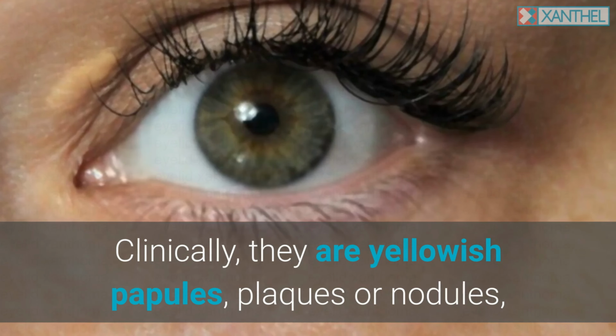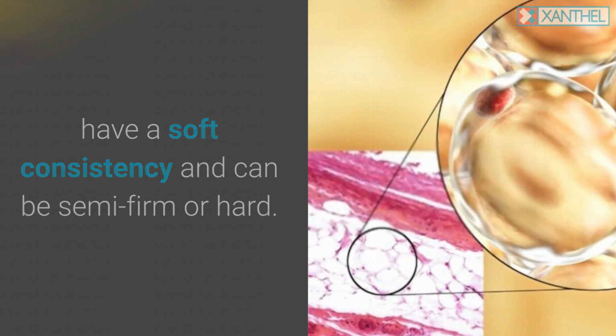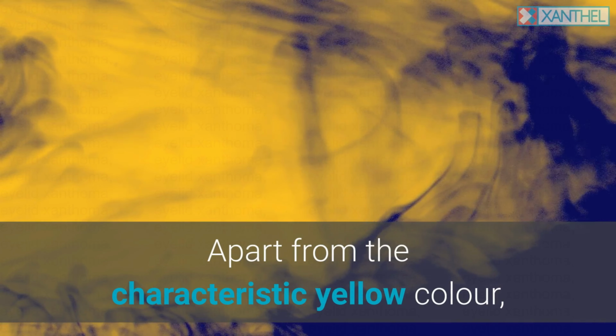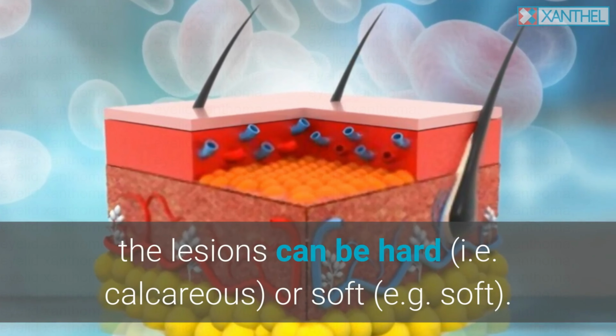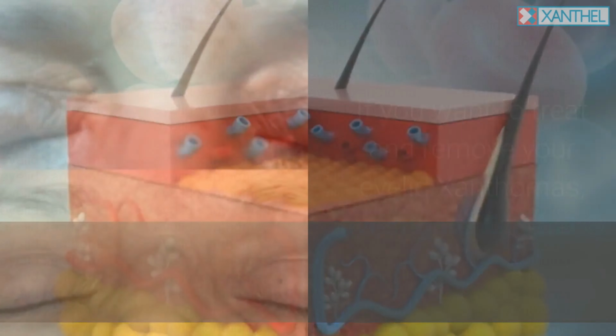Clinically, they are yellowish papules, plaques or nodules, have a soft consistency and can be semi-firm or hard. Apart from the characteristic yellow color, the lesions can be hard, i.e. calcareous, or soft.